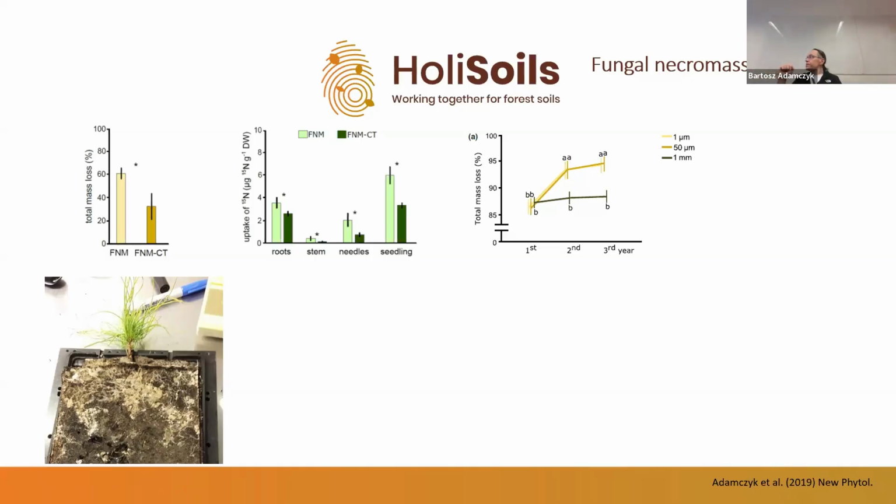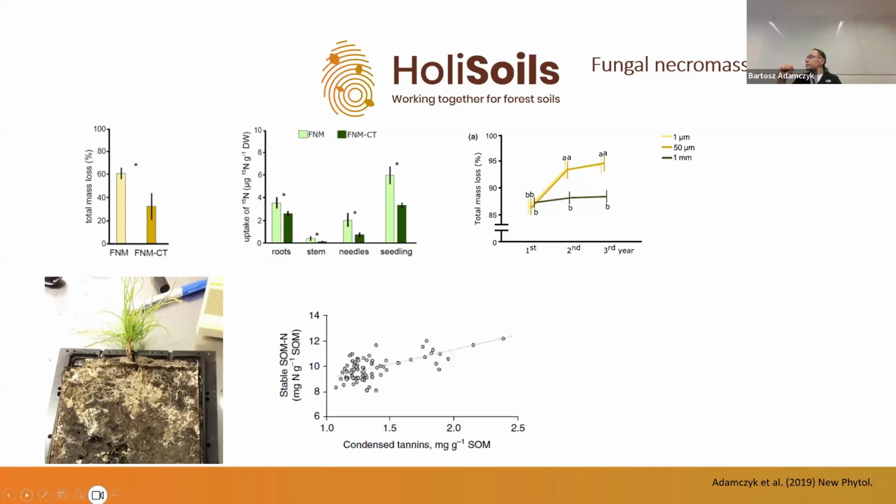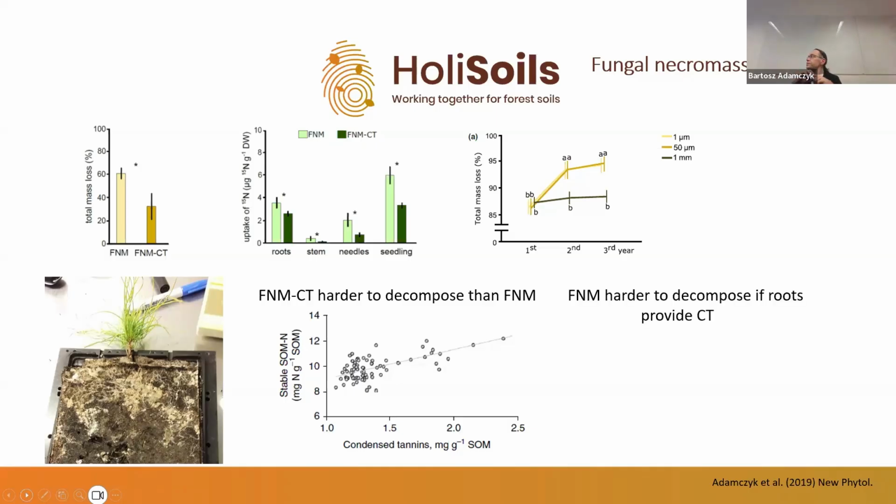Next one. Here you can see that there is a nice correlation with stable soil organic matter. Here I focused mainly on nitrogen and condensed tannins. Next one. Yeah, so it's harder to decompose fungal necromass if it is in complexes with condensed tannins. Next one. And next one.